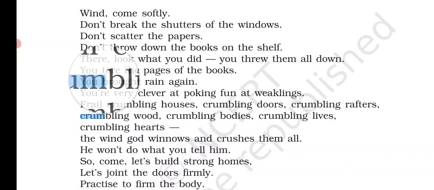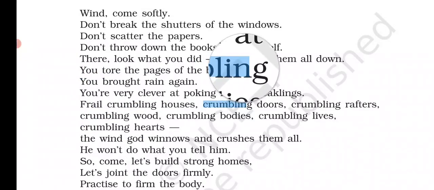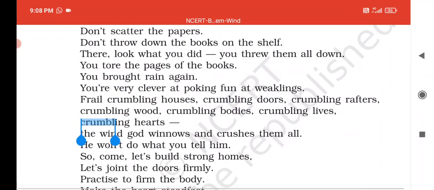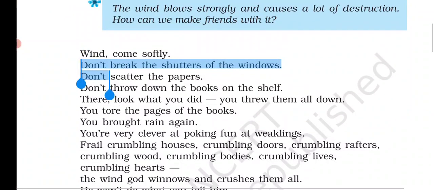If we talk about repetition, you can see crumbling, there is no specific pattern, it is in this line, and then in the third line, in the fourth line, anywhere, not exactly in the beginning. But if you see don't, it is in the beginning of every sentence, right, in these three sentences. So it is an example of anaphora, right.